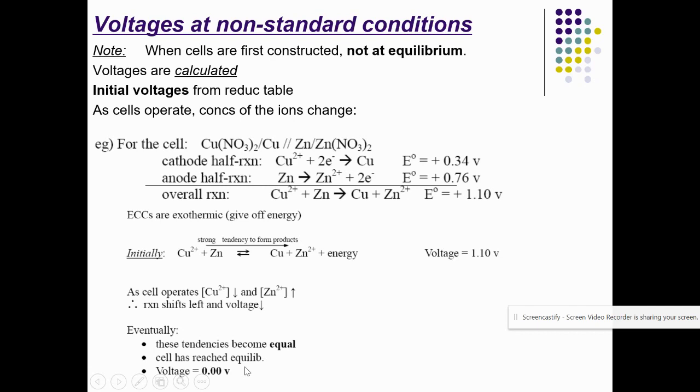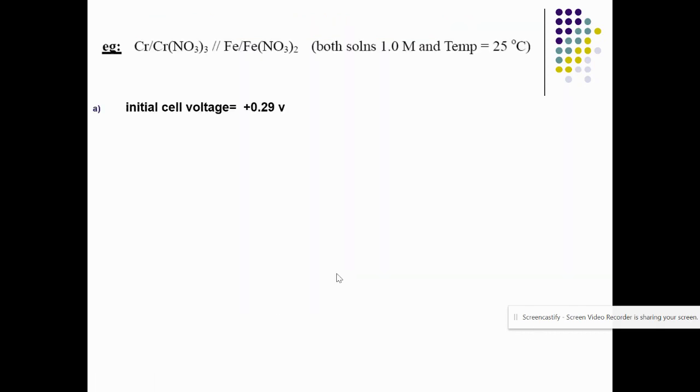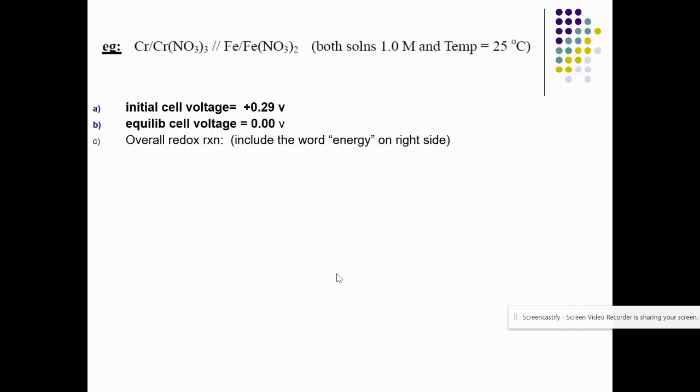So you might come across questions like this on your assignments or tests. The cell voltage is at 0.00, it's at equilibrium. So if the cell's discharged, it's at equilibrium, and that's it, right? It's just asking your ideas about the equilibrium. All right, so let's talk about this one. Initial cell voltage, and equilibrium cell voltage.